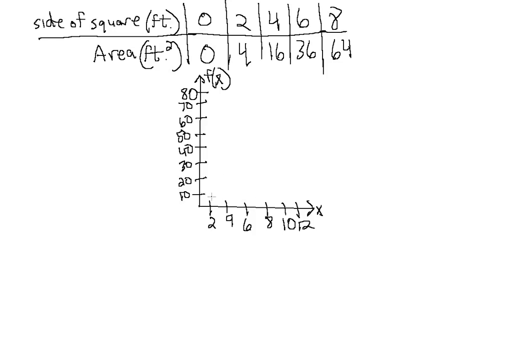Okay, so let's go ahead and pick out a few points, and all we simply have to do is connect the dots. So we have the point 0, 0. And that makes sense. Whenever the side of a square is 0, our area is 0. It's kind of weird to think about, but we can have 0, 0. We can't have a negative number. Our next point is 2, 4. So 2 and 4 should be somewhere right here. 4 and 16. 6 and 36. And 8 and 64.